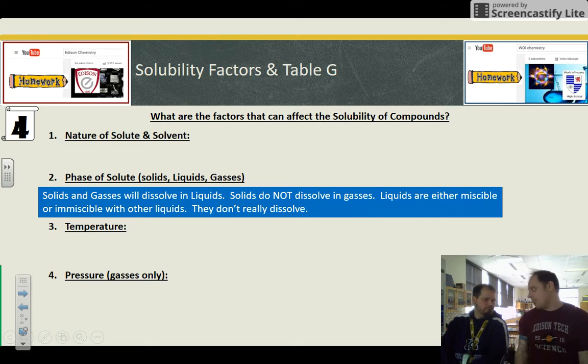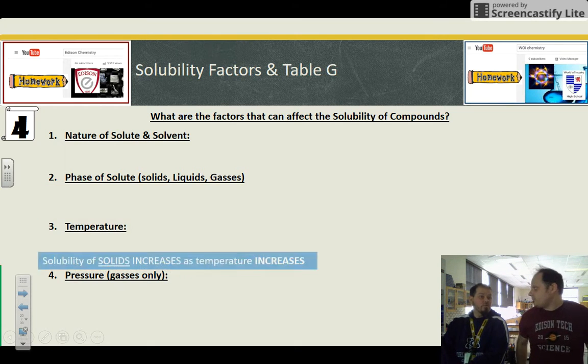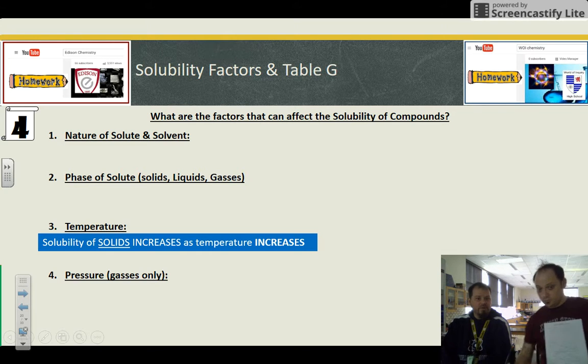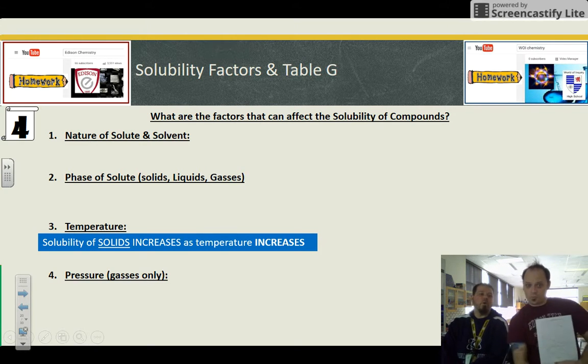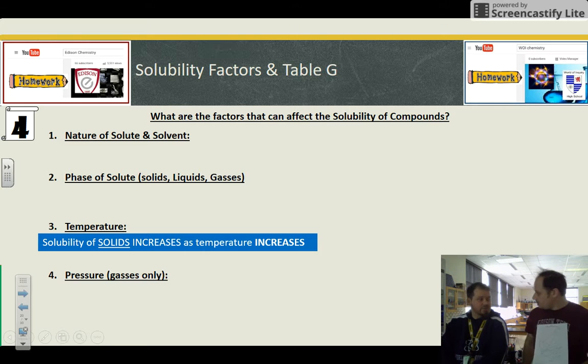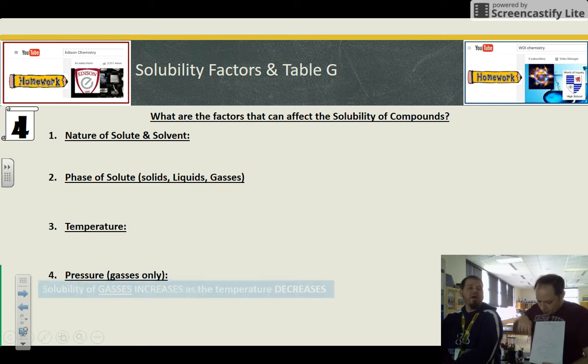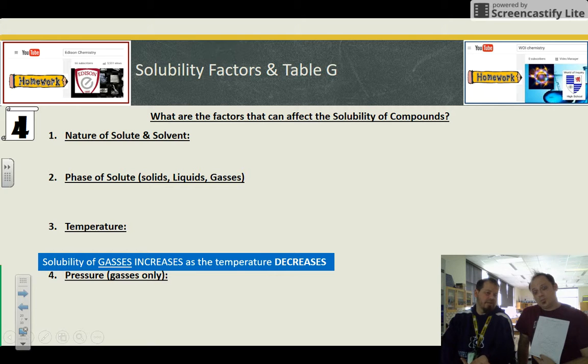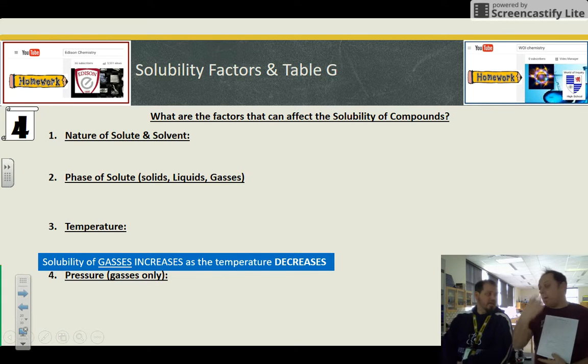Now temperature. How does temperature affect solubility? This is the one we're really going to play a lot of games with. Solubility of solids will increase as the temperature increases, so those curves go up. The opposite is true for gases. The hotter I get, the less gas dissolves. So we can absorb more gas as I decrease temperature, or I could say it the other way: I can dissolve less as I increase temperature. It doesn't work the same way as the solids do.